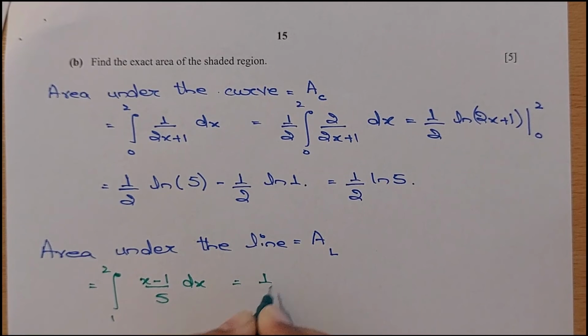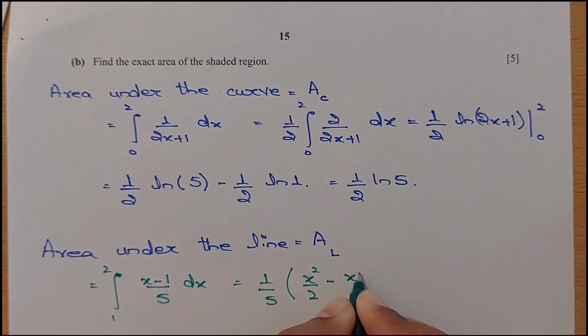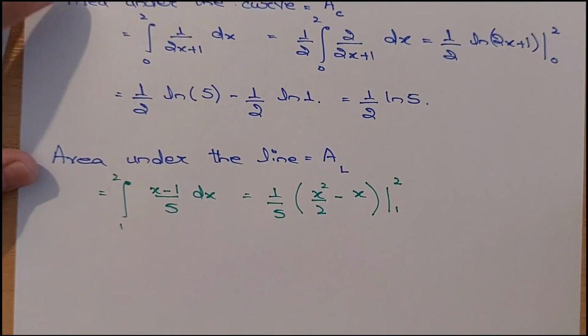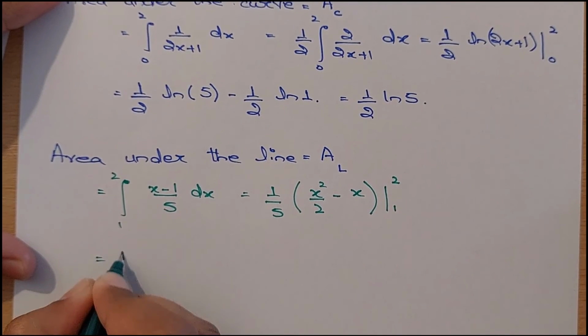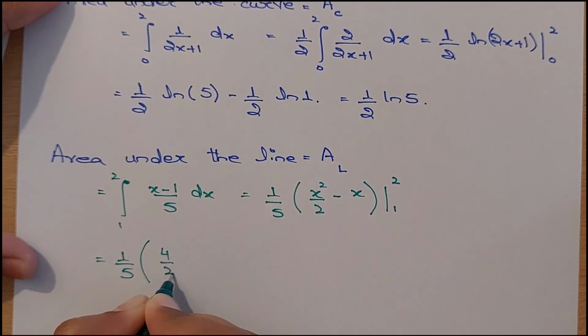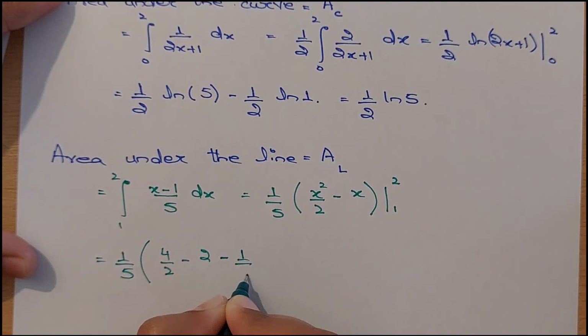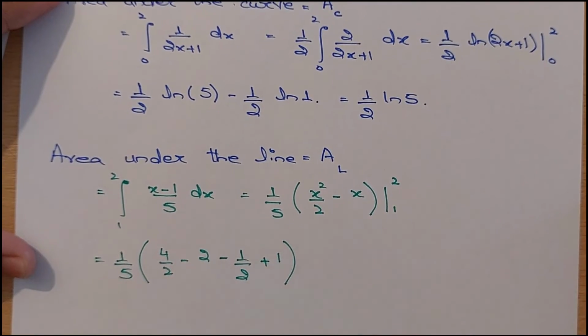It means 1 by 5 is outside. Integration of x is x square by 2, and integration of minus 1 is minus x, upper limit and the lower limit. Now let me substitute the limits one by one. 1 by 5 is outside, upper limit is 2, 2 square is 4 by 2, minus 2, minus lower limit is 1, so minus 1 by 2 and then plus 1.